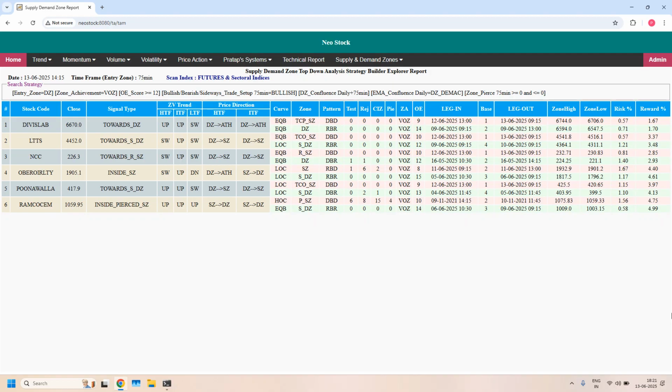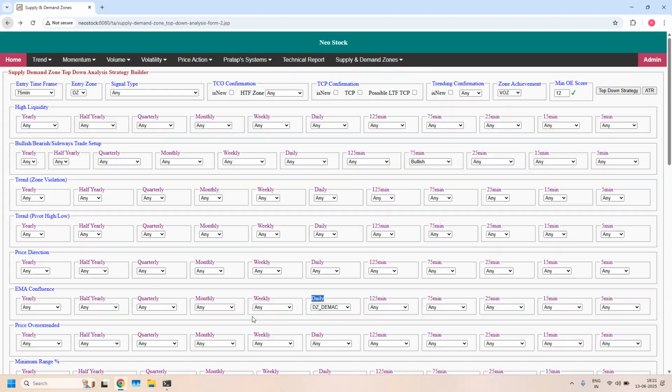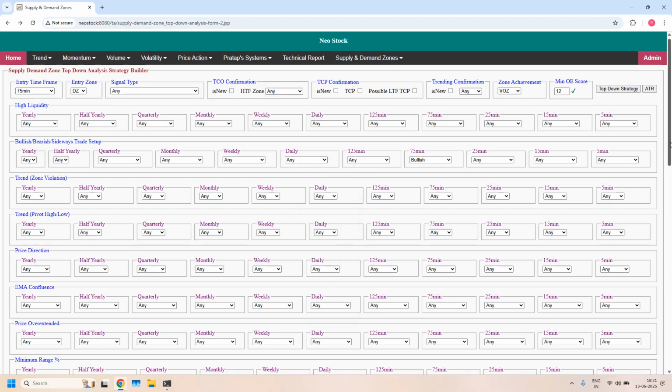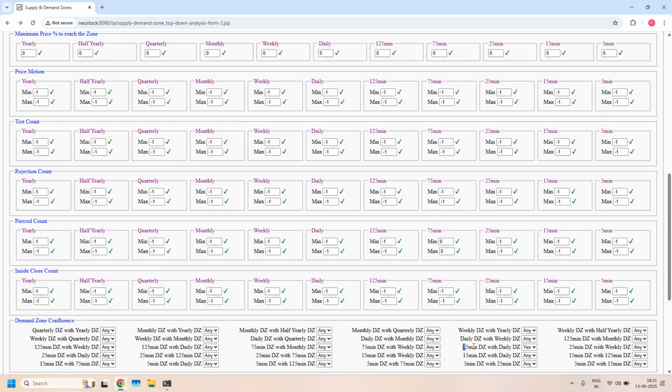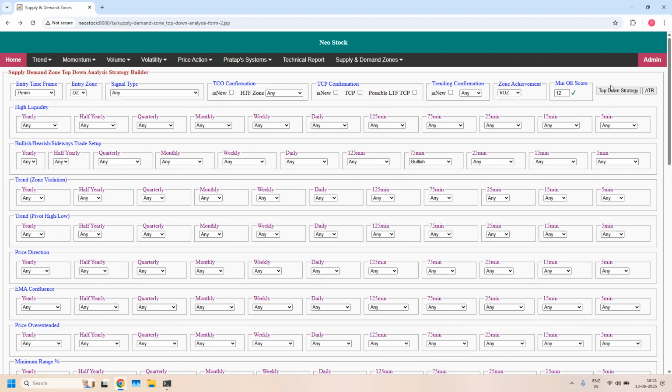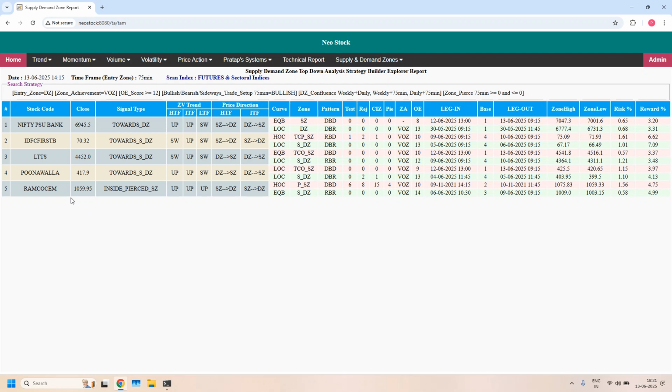Next, we will filter based on LTF, ITF and HTF demand zone confluence, that is 75 minutes, daily and weekly demand zone confluence. Let us filter. Removing the EMA filter. In the demand zone confluence, 3 filters we have to set. First filter is already enabled. Next, 75 minutes and weekly, daily and weekly demand zone confluence. With all 3 filters, we got 5 stocks.